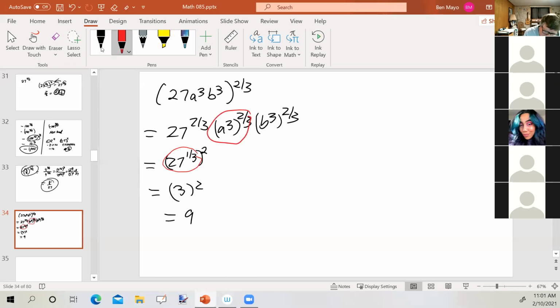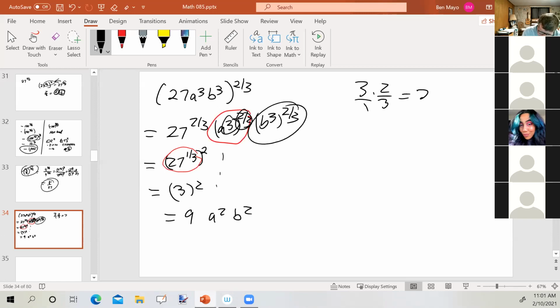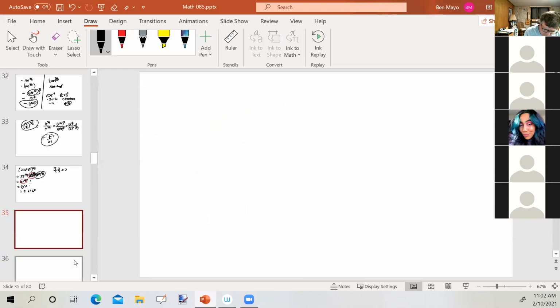Here we have a power raised to a power. What's 3 times 2/3? 3 times 2/3 would just be what? 2. So that's going to be a squared. And here's the same thing, b squared. Now, again, they told us the variables were positive. In this case, it wouldn't matter because the exponents are even, so they wouldn't be negative answers anyway. But you okay with that? Yeah. All right. Here's another one.